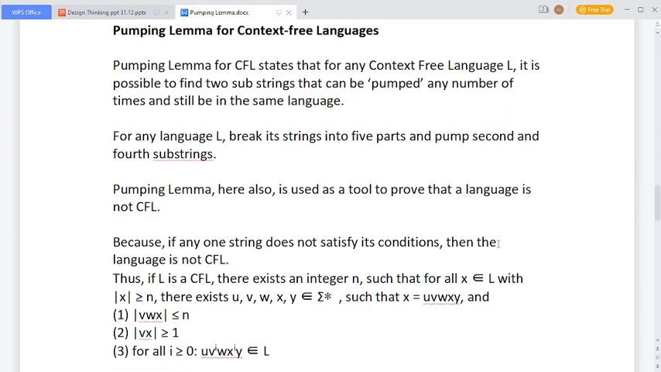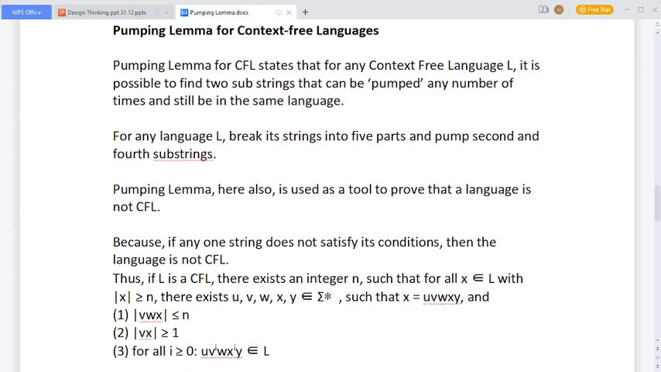The same way, the pumping lemma is also used to prove that a language is not under the category of CFL. The pumping lemma for CFL states that for any context-free language L, it is possible to find 2 substrings that can be pumped any number of times and still it will be the same language. It's like the previous one.